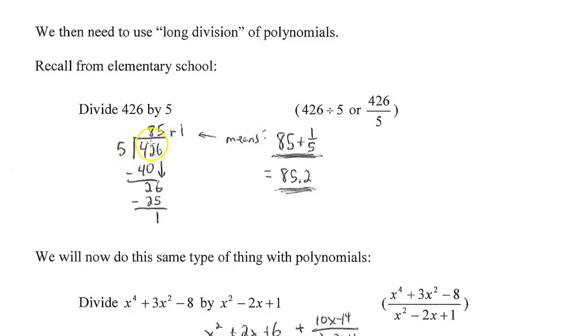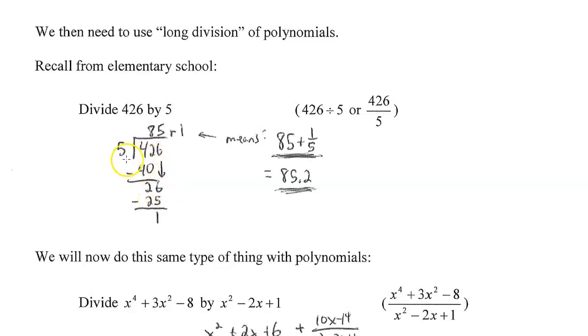It's a division symbol. You put the 5 up front and you ask, how many times does 5 go into 4? Well, 5 doesn't go into 4. So you look at 42. How many times does 5 go into 42? Well, it goes in 8 times. And 8 times 5 is 40. Remember, what you do is you subtract, right? You have 2 left over here. 42 minus 40 is 2. You bring down the 6.